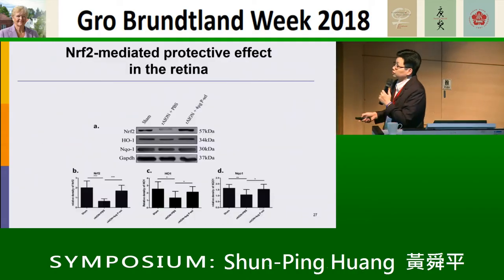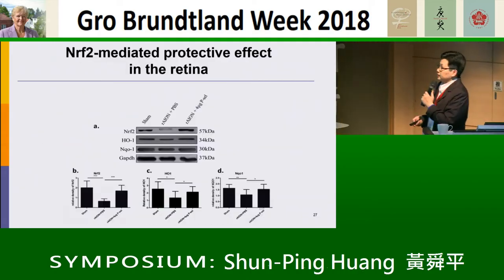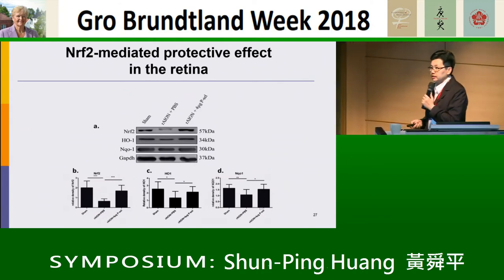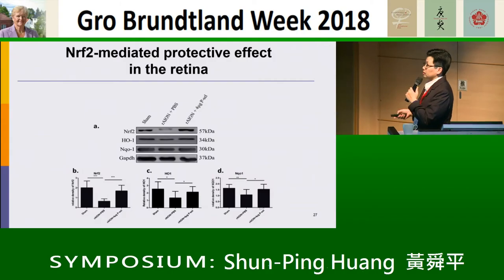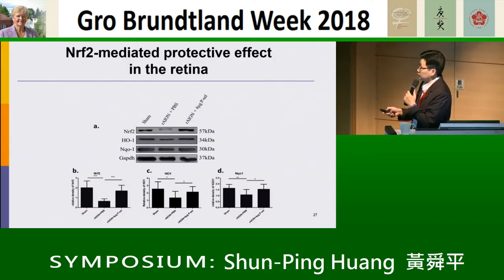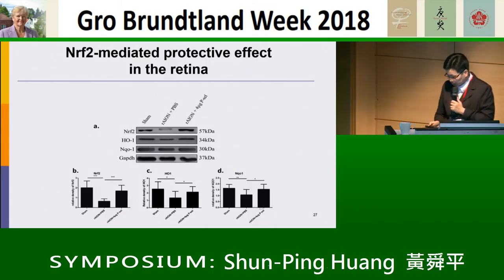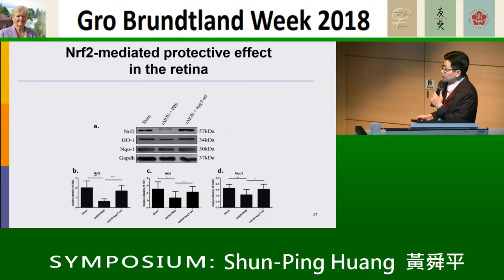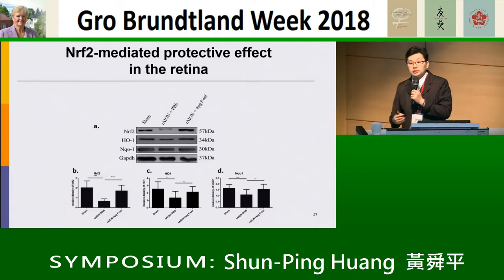We also want to find out what kind of mechanism or signal transduction pathway gives the P-selectin IgG chimera its protective effect. We looked at several survival signaling pathways, and we found it is involved in NRF2-mediated protective effect in the retina. It can activate the NRF2 pathway and the downstream HO1 and NQO1 antioxidant enzymes.